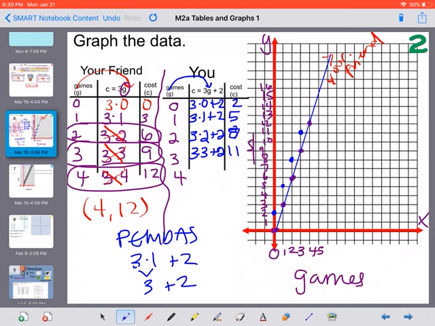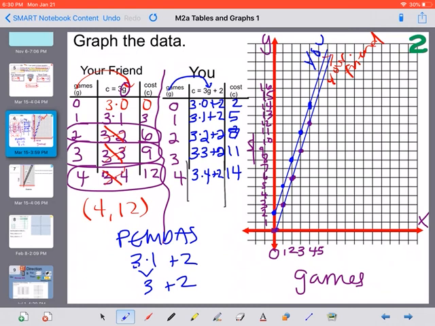And we'll do one more, and make our table go a little bit longer if we need to. $3 times, instead of a G, we're plugging in a 4. 3 times 4 is 12. 12 plus 2 is 14. So for 4 games, it would cost us $14. And you could draw your line through here as well. So here's the equation for you.